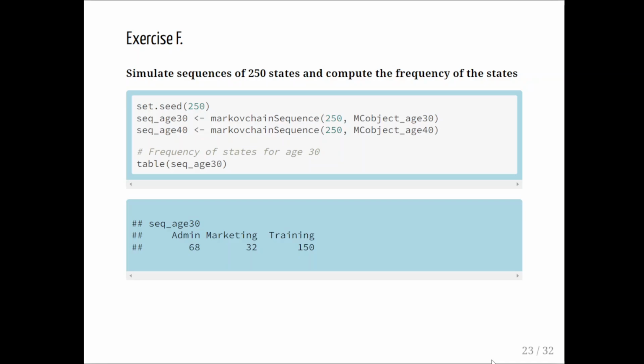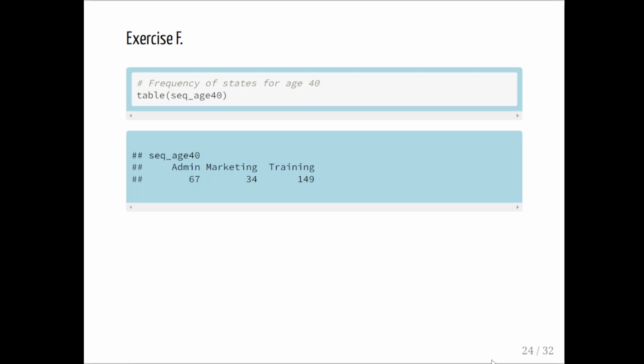So sequence underscore age 30, sequence underscore age 40, and essentially tabulate the results there. That's straightforward enough, really. It's just essentially the frequencies of each state. It just runs through 250 simulations. So there we have it: 68, 32, and 150. And for age 40, something similar, 67, 34, and 149. So that's it, really.